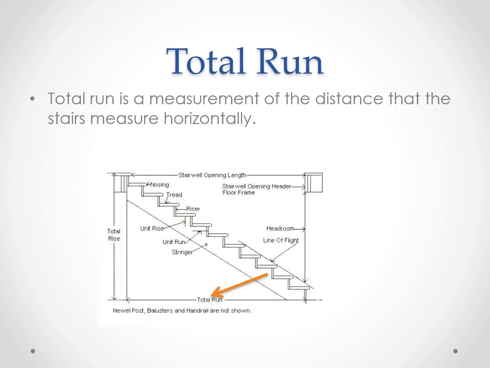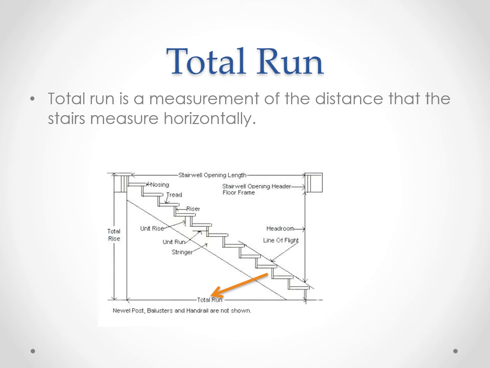Okay, let's take a look at the term total run. Very similar to total rise. The only difference is this is the horizontal measurement that the stairs come out. This is important because we've got to know where the stairs are landing in some cases, because we're trying to make that fit. Perhaps something's in the way, or we have to make sure those steps land at a particular spot to make sure it lines up with perhaps a sidewalk or something. So there's a lot of reasons why we need to know what total run is.